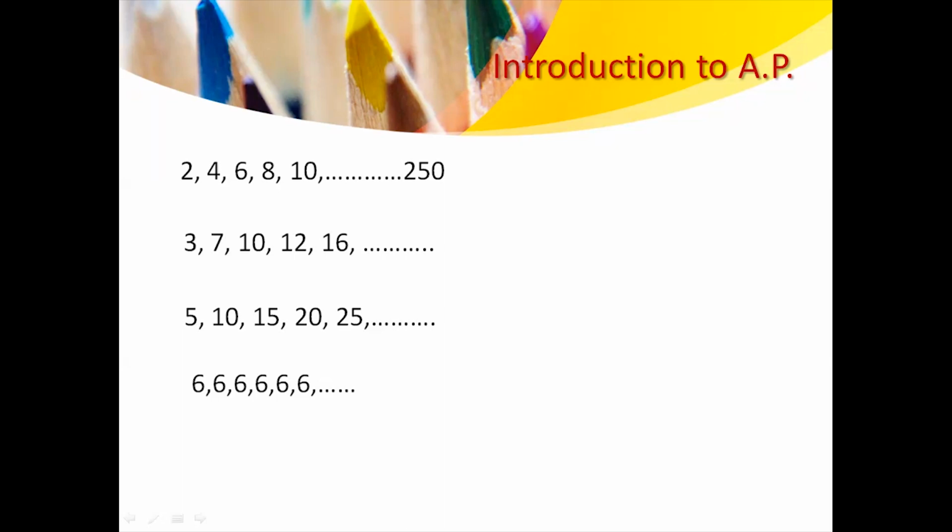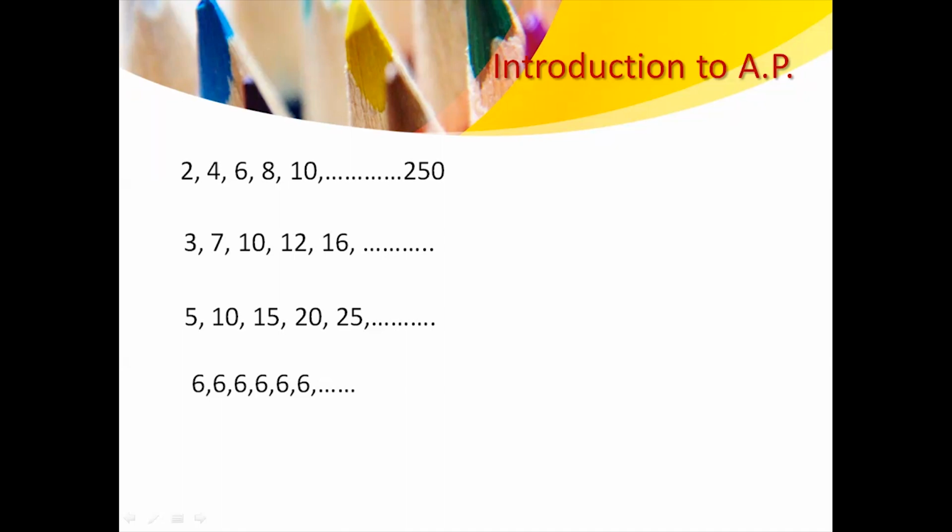Similarly see the second 3, 7, 10, 12, 16 and if I ask you a number after 16, you are not able to tell me the number. Why? Because it is not following any pattern. Then next is 5, 10, 15, 20, 25, 30, 35, 40, 45 and so on. I can write as many terms after that as I want. 6, 6, 6, 6. I can write a number of 6 afterwards also. So from here what you observe, that first, third and the fourth is an arithmetic progression. That means if we add that fixed number to the previous term, we will obtain the next term.